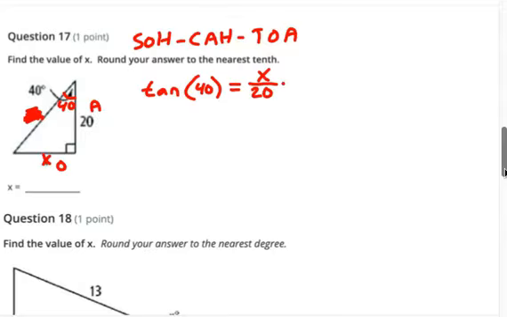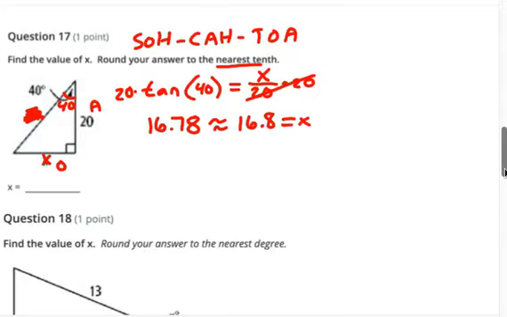When the number is on the bottom like this, all we need to do is multiply both sides by 20. That cancels these out here. And we have 20 times the tangent of 40 as our answer. That's what we go to the calculator with. So this is 16.78. We're rounding to the nearest tenth. So 16.8 is going to be equal to x.